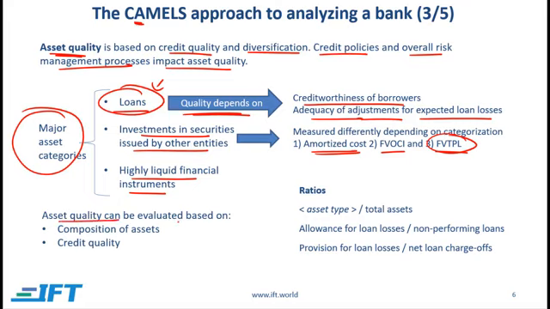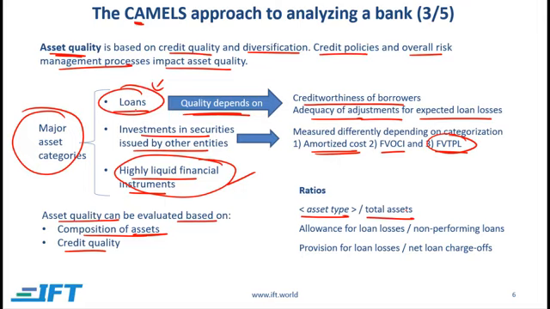Overall asset quality can be evaluated based on composition of assets as well as credit quality. When we talk about composition of assets, we can look at different asset types as a percentage of total assets. So we can look at highly liquid financial instruments. These tend to be relatively safe. So we can look at the ratio of these highly liquid instruments to overall assets. If this ratio is relatively high, then that would imply high quality.